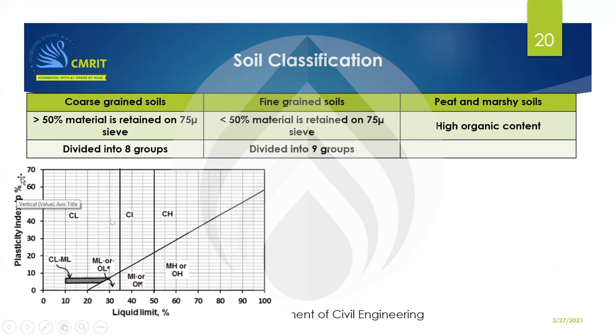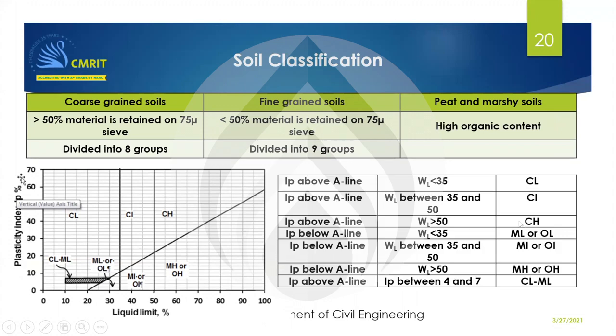Any soil which has a liquid limit less than 35, we can consider as low compressibility. If it is between 35 to 50, it is intermediate, or otherwise it is high.